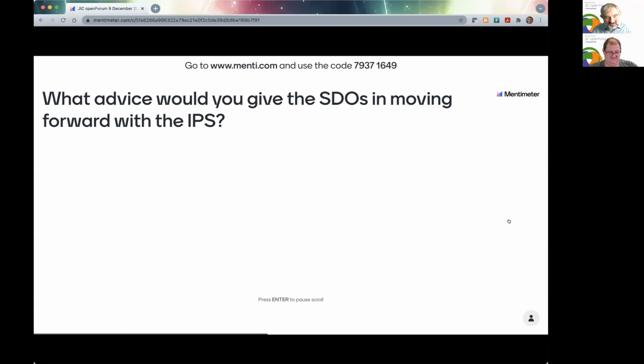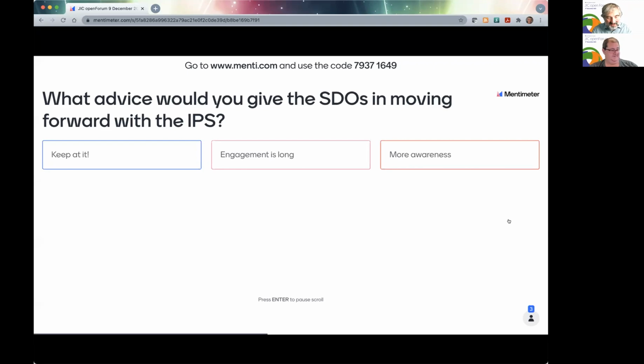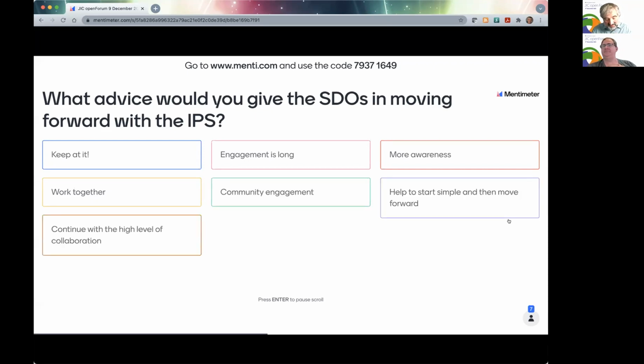So last question, what advice would you give to the SDOs in moving forward with the IPS? So again, please type in whatever you like. What you would dream of that we are doing. Keep at it. Okay, that sounds good. More awareness. Work together, we certainly do that. Community engagement, bringing more people in.